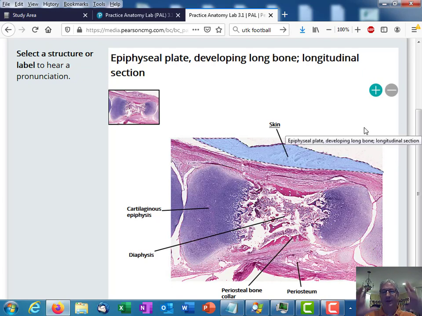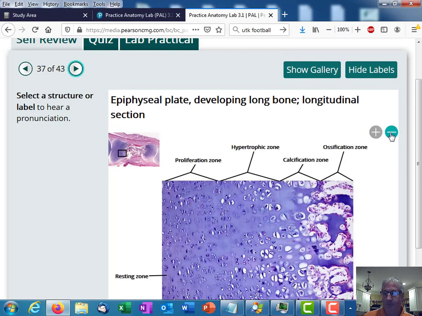So what happens is you have this cartilaginous hyaline cartilage on the epiphysis, and you have that woven bone in the diaphysis, and then it extends as it grows out as far as the bone needs to grow.